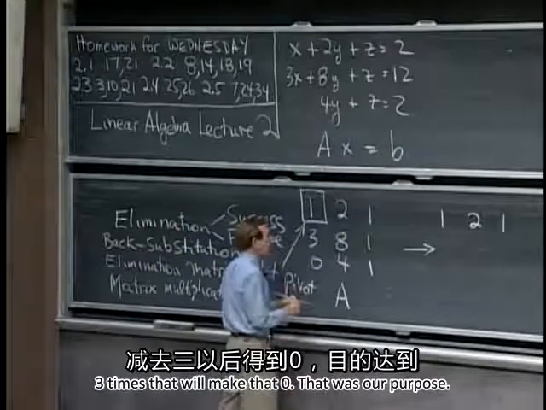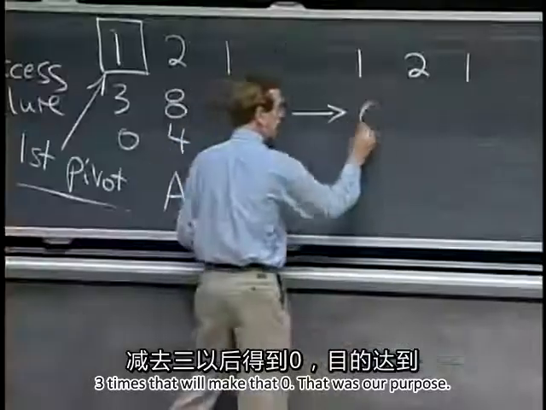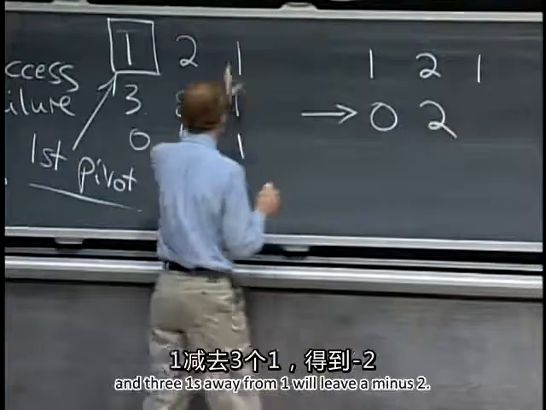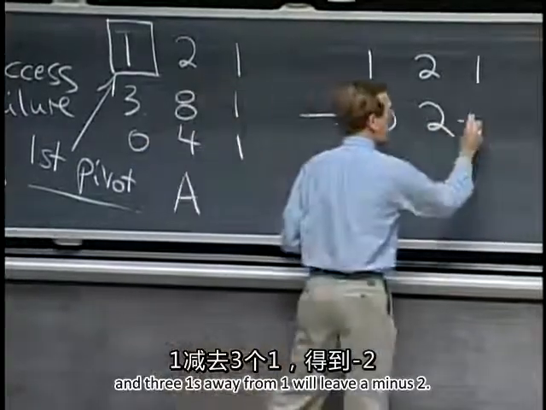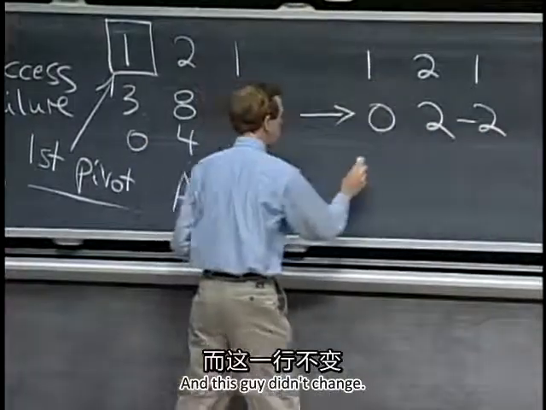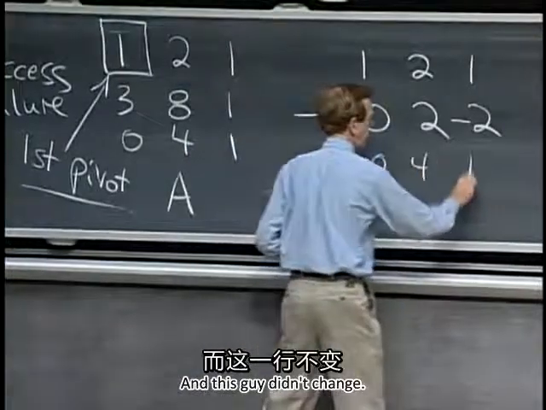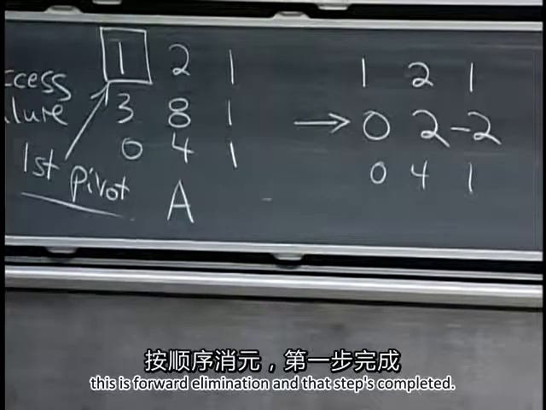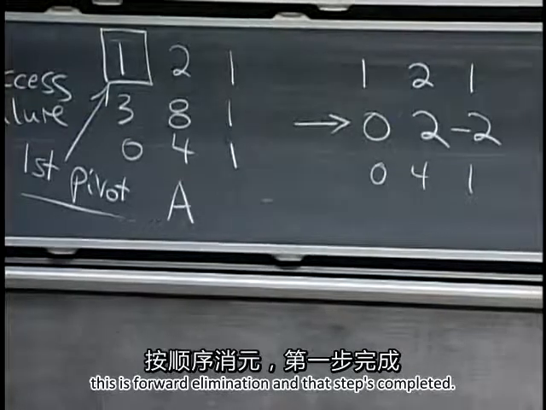3 times that will make that 0. That was our purpose. 3 twos away from the 8 will leave a 2, and 3 ones away from 1 will leave a minus 2. And this one didn't change. Okay. Now, that step is forward elimination, and that step's completed.